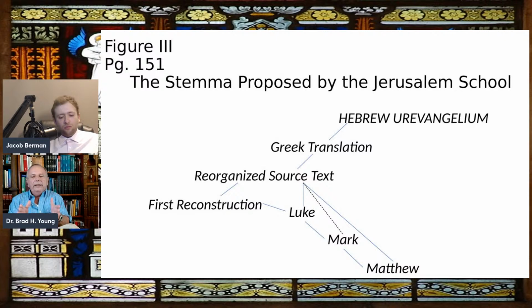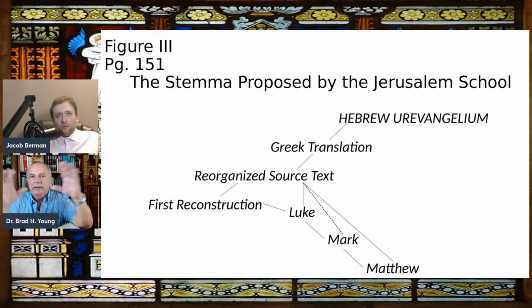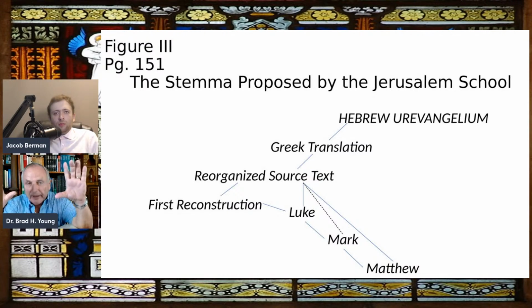But at some point, this Greek translation was reorganized and had a little different order. And we also feel that there was an effort to kind of reconstruct this, and that's what we call Luke's special source. So when Matthew and Luke agree, like 90% of the wording, they have high verbal agreement. We believe that both of them are drawing from this reorganized source text.